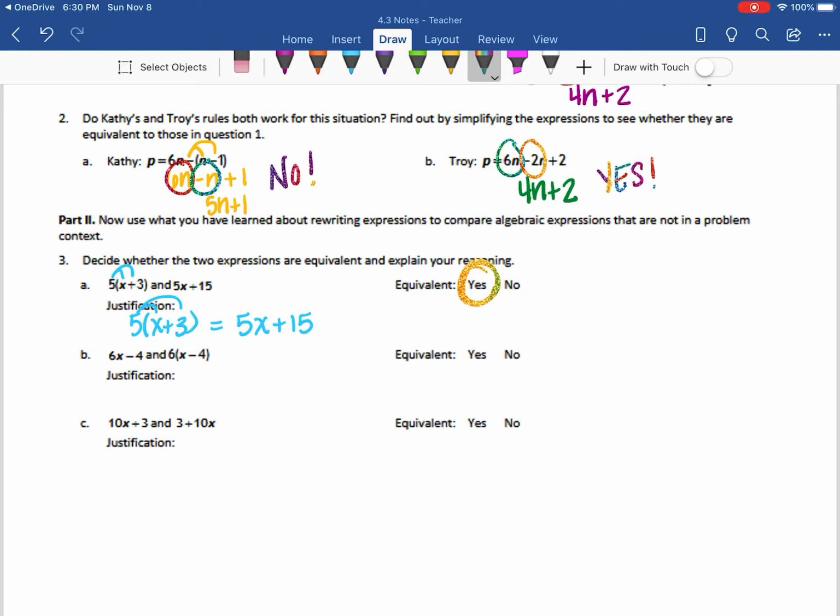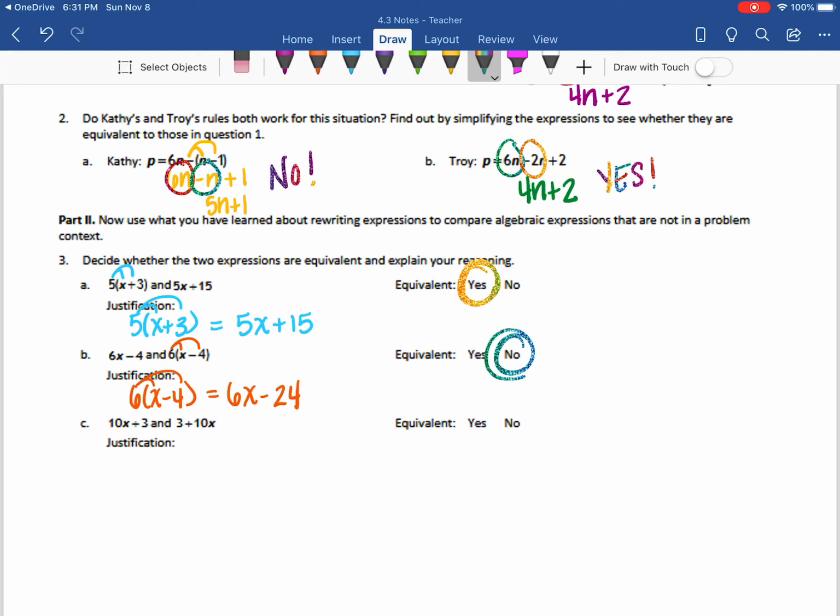Okay, so next one, if we look at 6x minus 4 and 6 times x minus 4 in parentheses, you should be thinking, well, I would be distributing the 6. So if I distribute the 6, it would also be times -4. So 6 times x minus 4 would give me 6x minus 24, which means that they are not equivalent. And again, showing that work is enough of a justification.